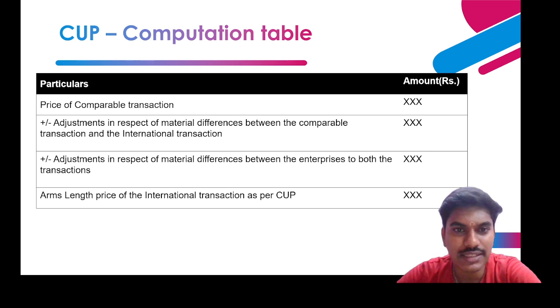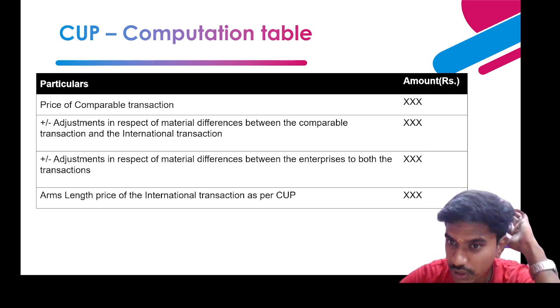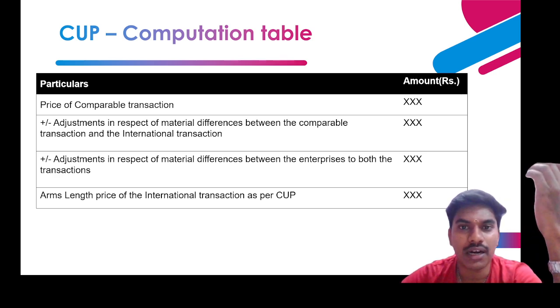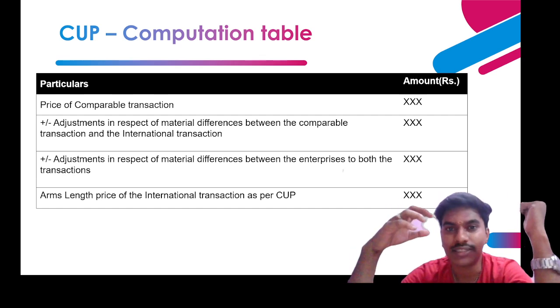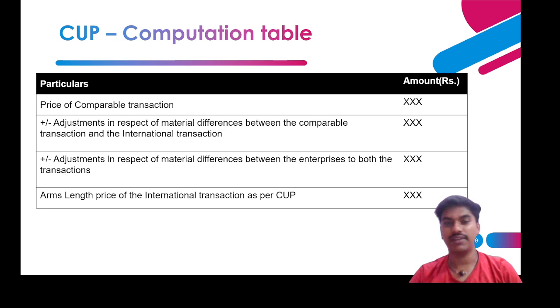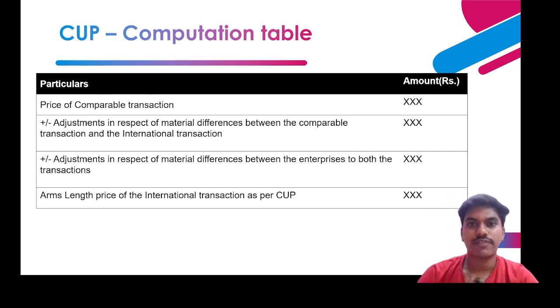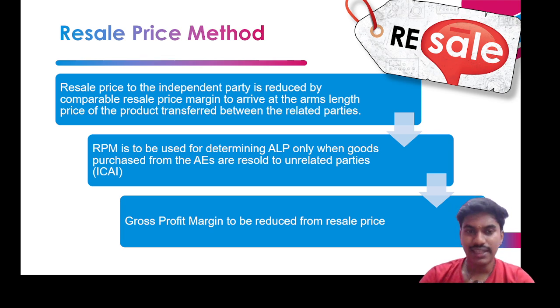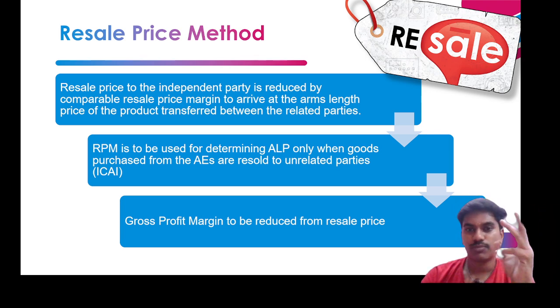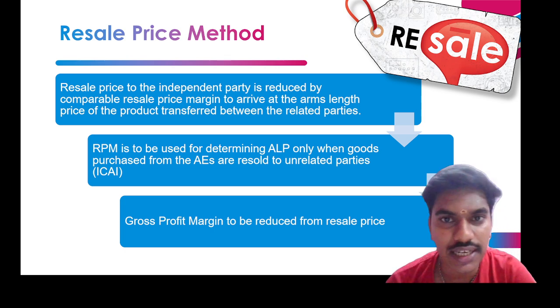So hello all. In the previous session, we were discussing the method of transfer pricing. We also discussed the basics of transfer pricing and why transfer pricing is required. All those things were discussed in the previous class. In the current class, what we are planning to discuss is the other methods of transfer pricing, computation of ALP, right? So the resale price method, transactional net margin method, profit split method, and cost plus method. These four methods we'll discuss in the current session.